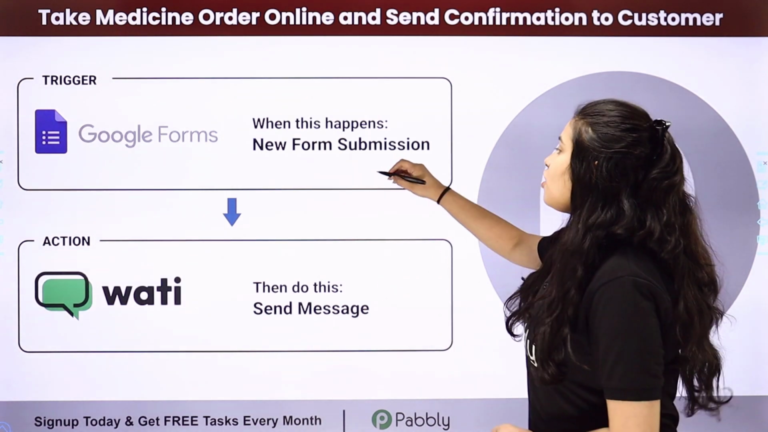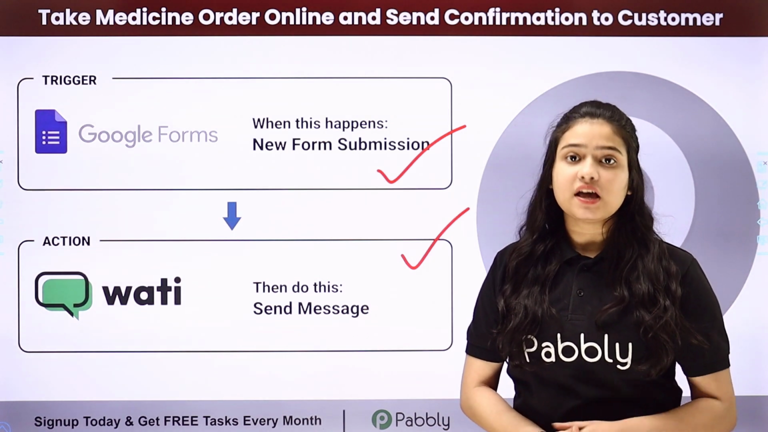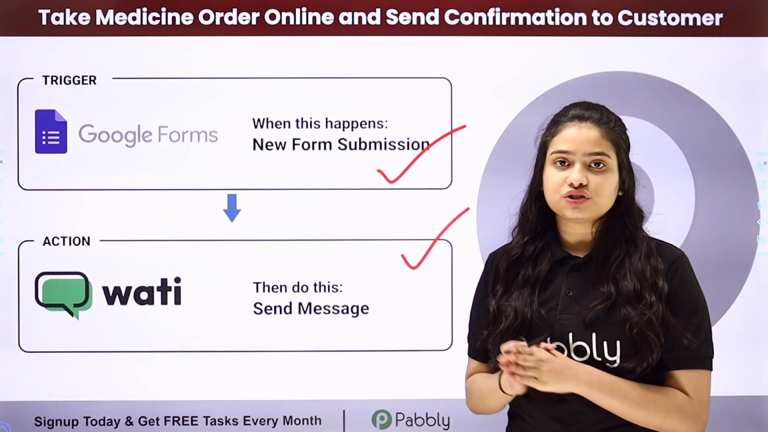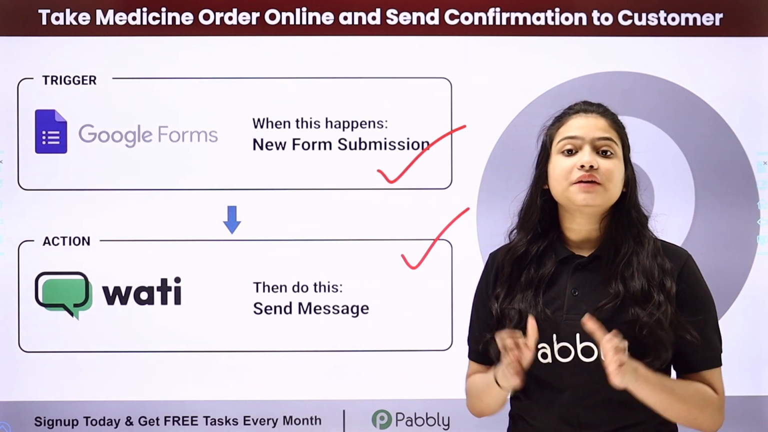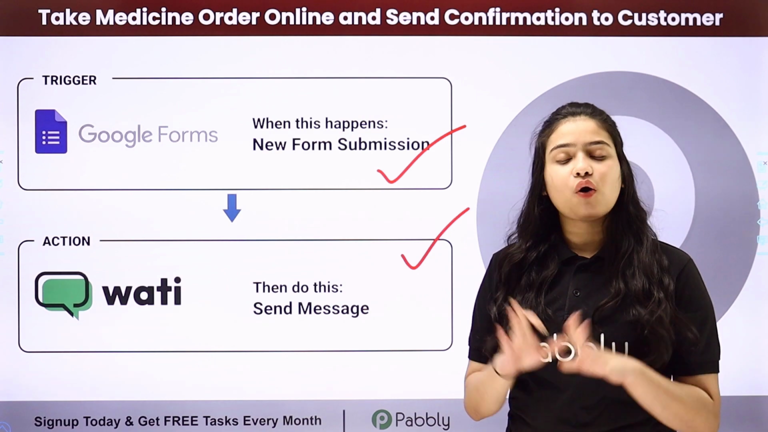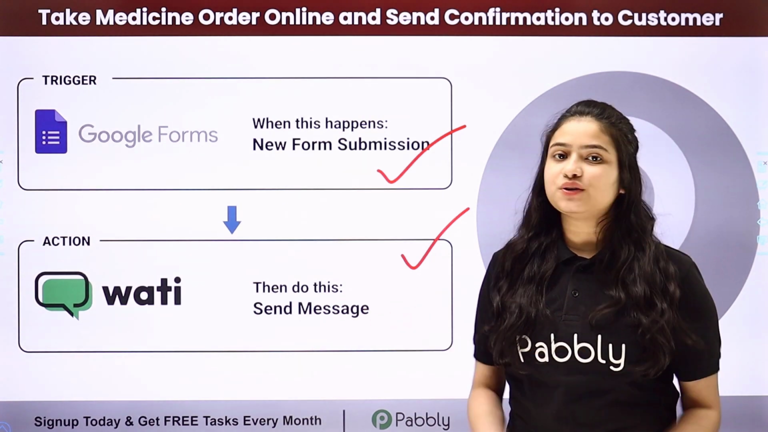Now here we have Google Forms in our trigger, and in action I am going to take Vati to send WhatsApp template messages. If you want, you can also take any other application over here in place of Vati, such as Interact or AI Sensi. And now we are going to connect both of them by using Pabbly Connect in order to automate this entire process. And to learn this entire automation step by step, let me take you all to my screen.